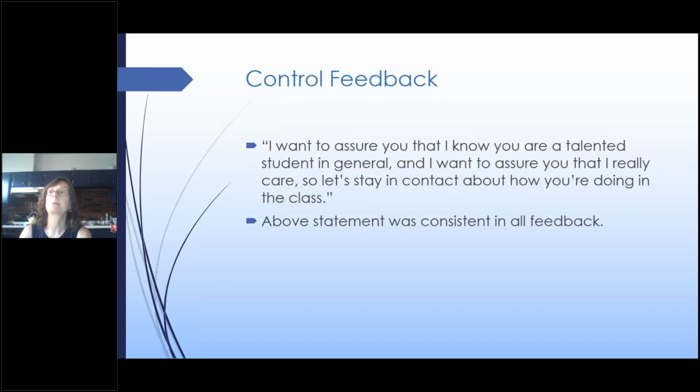The last type of feedback was the control feedback. And this is the entire message that they got. "I want to assure you that I know you are a talented student in general, and I want to assure you that I really care. So let's stay in contact about how you're doing in the class." The other feedback also got this statement. Whether they were in the comfort or the strategy group, they received this also.